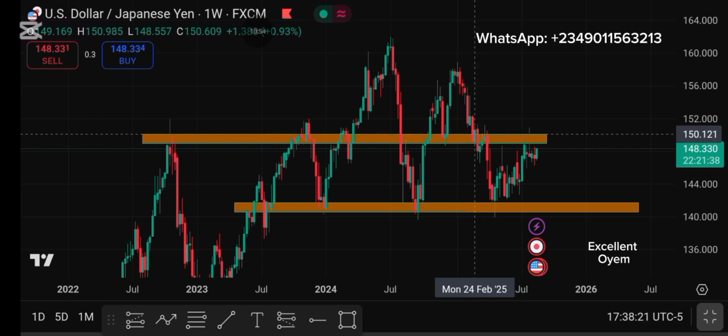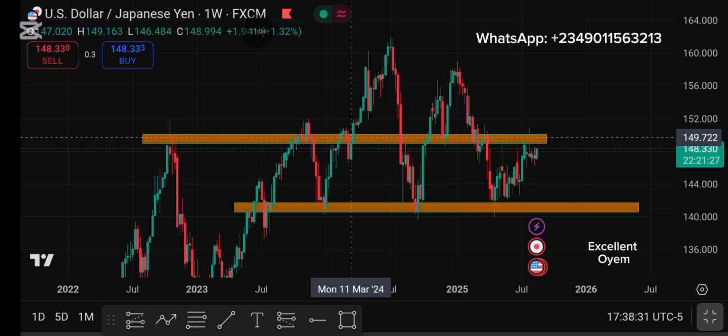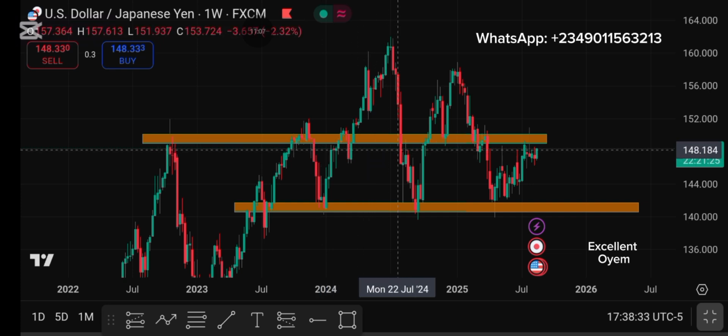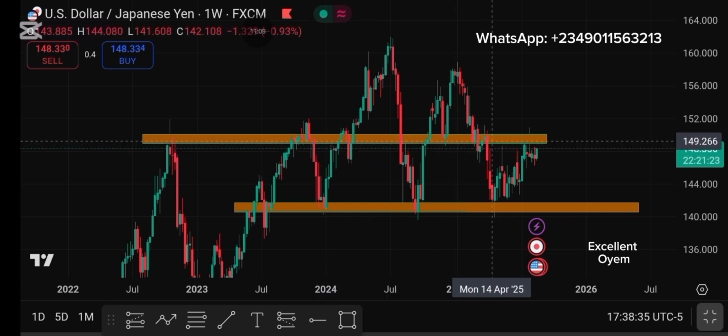These are what we call key levels. Easier for you to understand, just know them as key levels. Yes, they are called key levels in trading. So this is exactly how to draw your support and resistance levels.